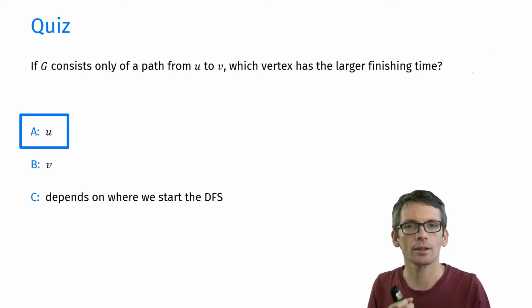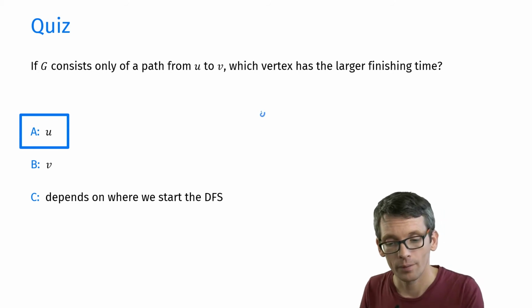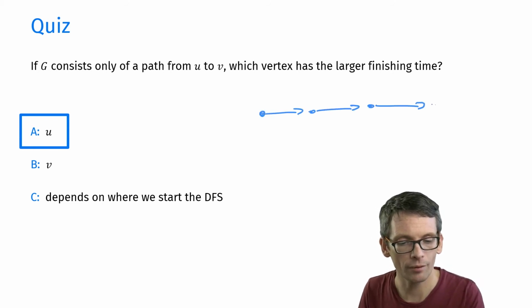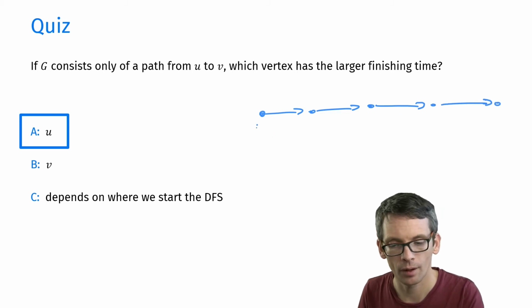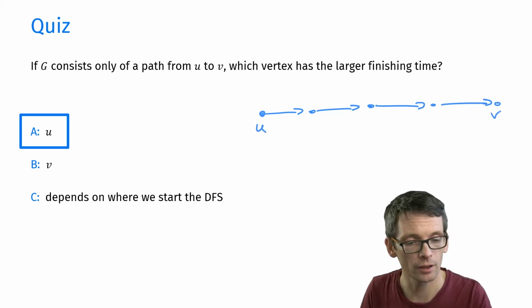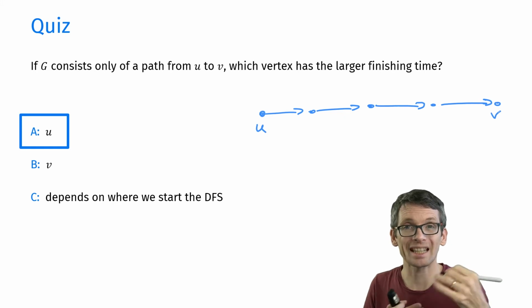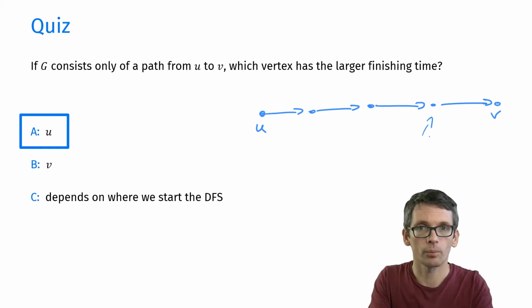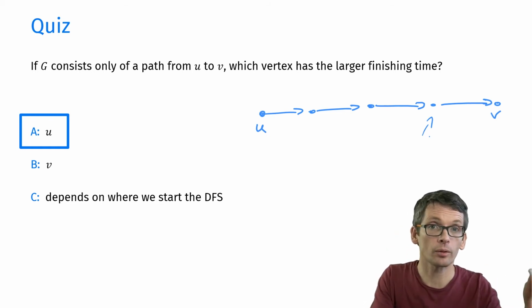U has the larger finishing time. Let's see that by example. So here we have a path. This is u, this is v. So let's assume we start our depth first search somewhere, let's say here. Then we will color it gray, go to the next one, and so on.